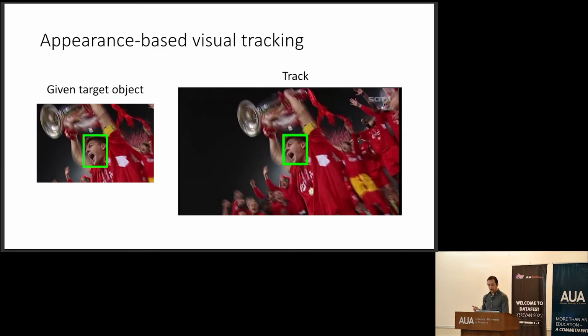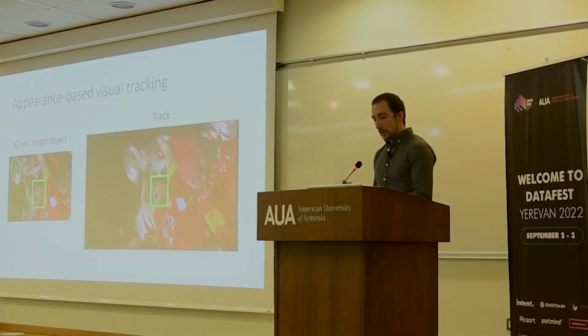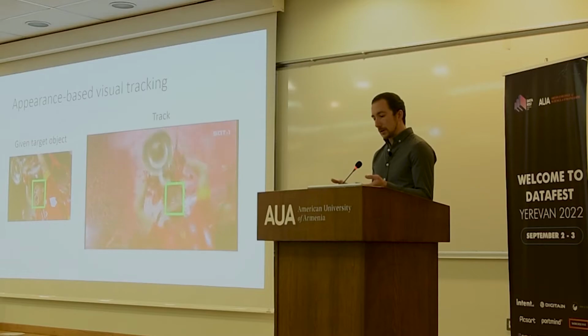Sometimes it's confused with single object tracking, but essentially the problem is as follows: we're given some example appearance of the object that we want to track. It could be a bounding box given at some reference frame, like the initial frame of the video, and we want to track this object.